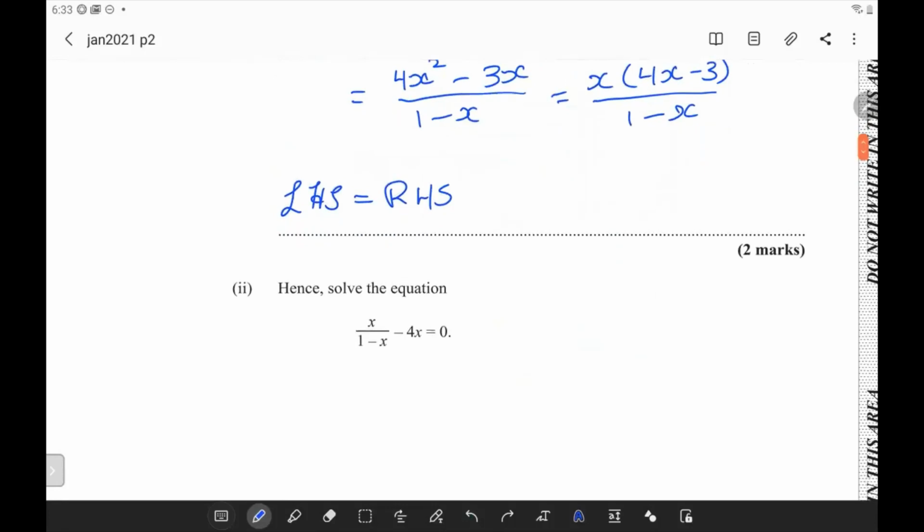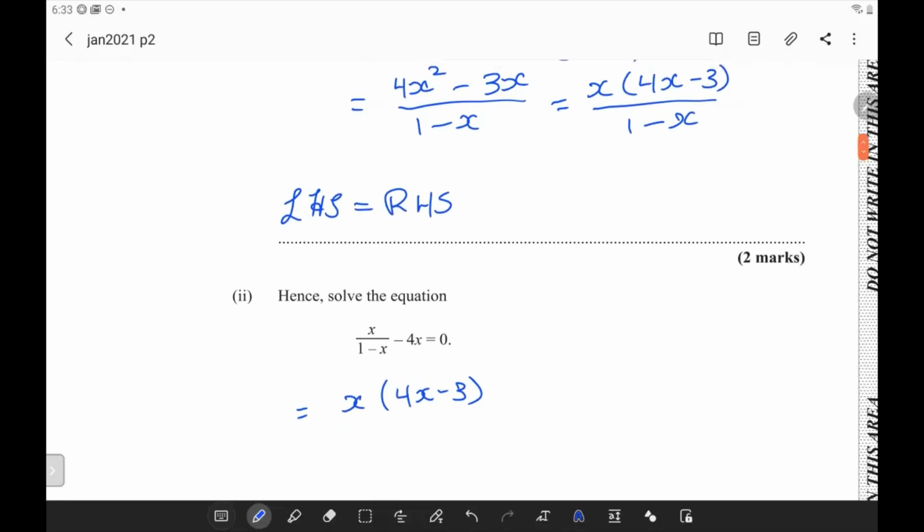So they say hence solve the equation. Well, we know that this is exactly equal to x times 4x minus 3. Now, let us look at our original problem. We cannot allow x to be equal to 1 because we'll have a 0 in the denominator, which is not allowed. We are not allowed to divide by 0. But we are in luck here, because if we have a fraction equal to 0, that immediately implies that the numerator is 0, because we said that x is not equal to 1. So that means the denominator is never 0.